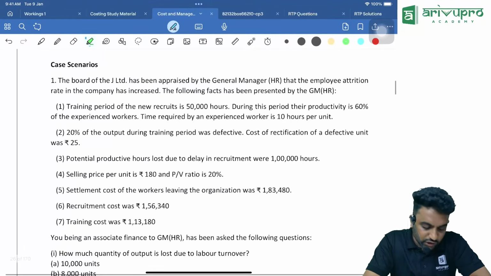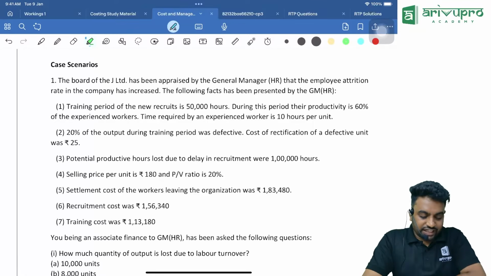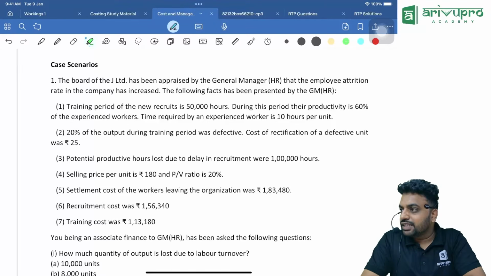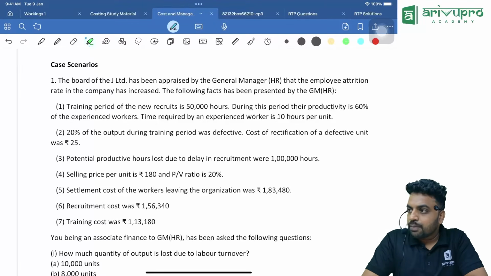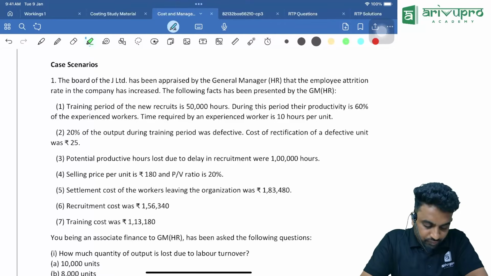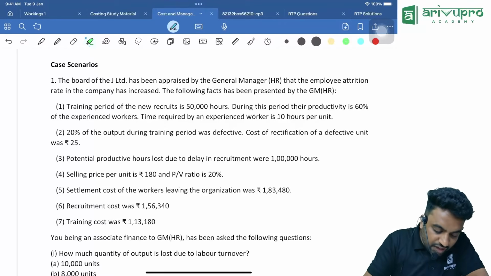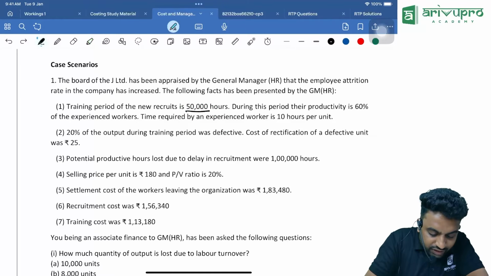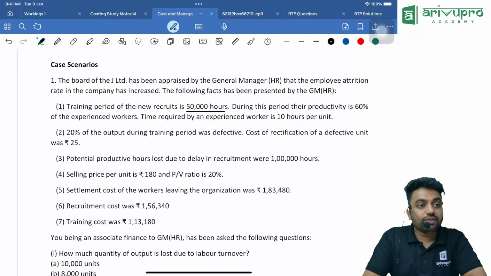So, see the question. The board of J Limited has been apprised by the general manager that the employee attrition, that is employee turnover, of the company has increased. Attrition means employees leaving. The following facts are presented by the general manager. 1. Training period of the new recruits is 50,000 hours. If you take the new recruits, to train them you have to spend that many hours.